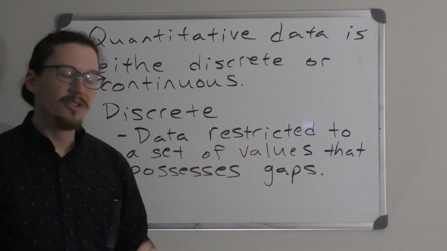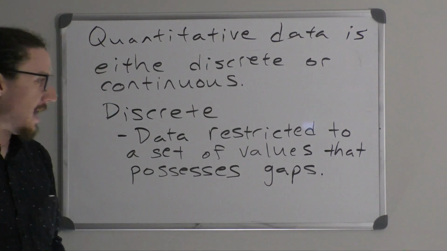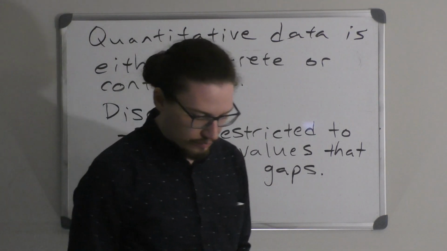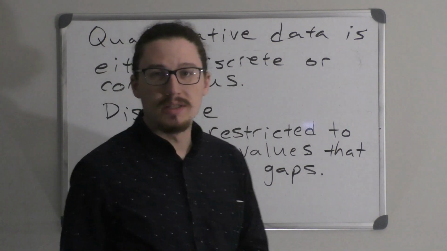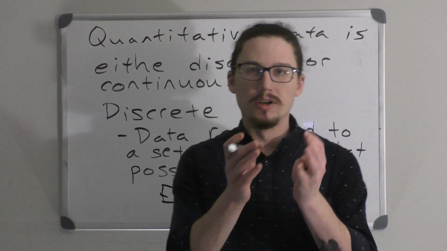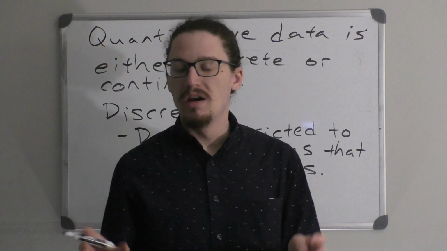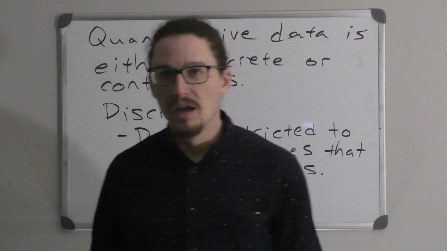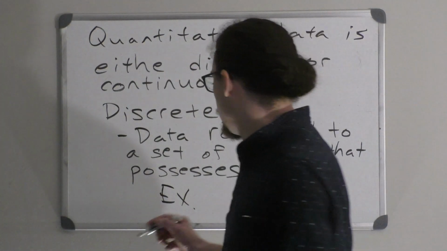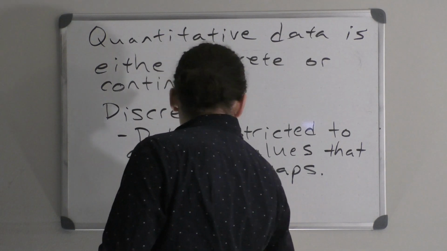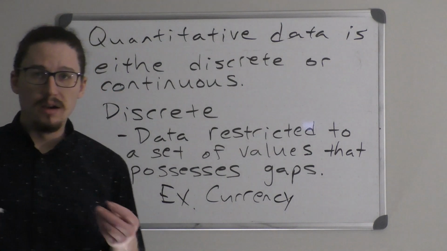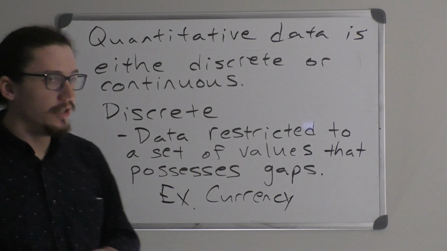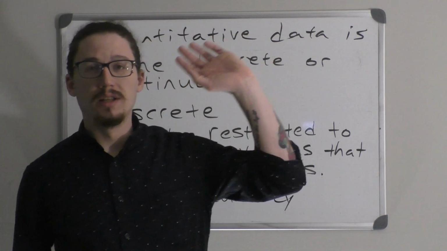So discrete data, right? If we have discrete data, this is data restricted to a set of values that possess gaps, right? So what we mean by this is essentially just that there are some values that the data can take, and others that it cannot take, because of these gaps. All right, so some examples.